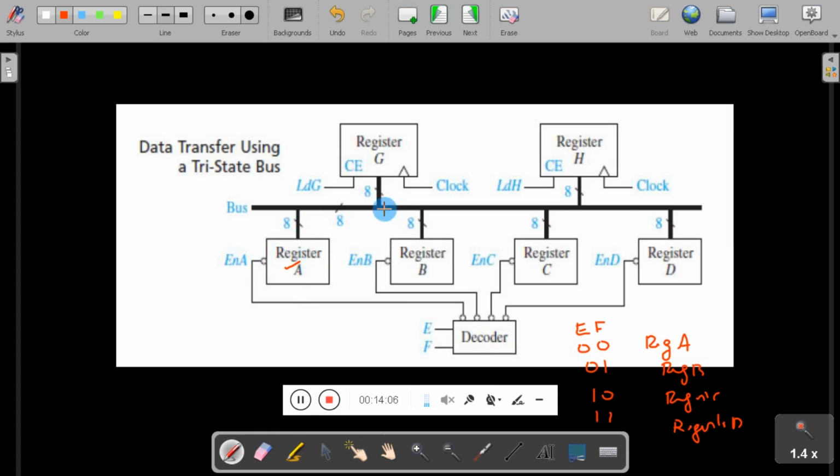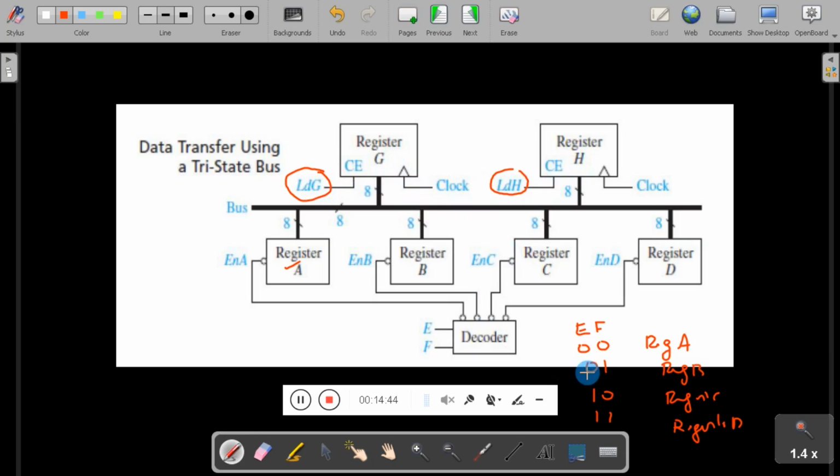is moved to the tri-state bus, and from here it will be passed to either register G or register H, depending on whether LDG (load G) or LDH (load H) is high. If load G is high, then the data will be moved to register G, or if LDH is high, data will be moved to register H, or if both are high, then the data will be moved to G and H simultaneously. In fact, at any time one of the signals will be high.